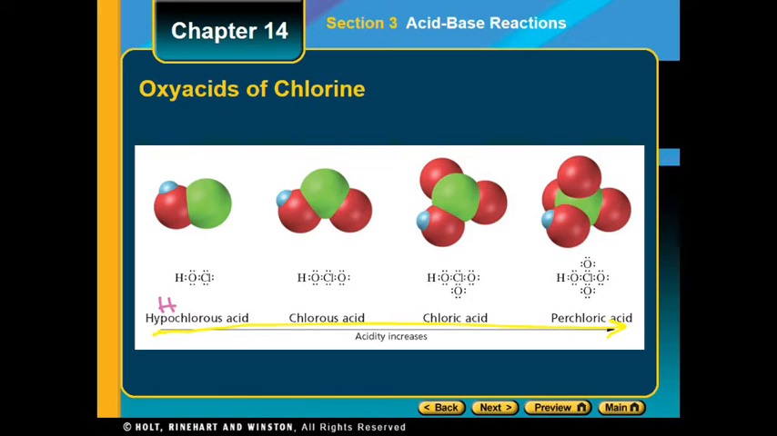So this is HClO, HClO2, HClO3, and HClO4, and the acidity increases off of that hydroxyl group, OH here. In each of these cases, the more oxygens you add, the more acidic that particular compound will be, and we know that the perchloric and chloric acids are both considered to be strong acids. So make sure you know this correlation.